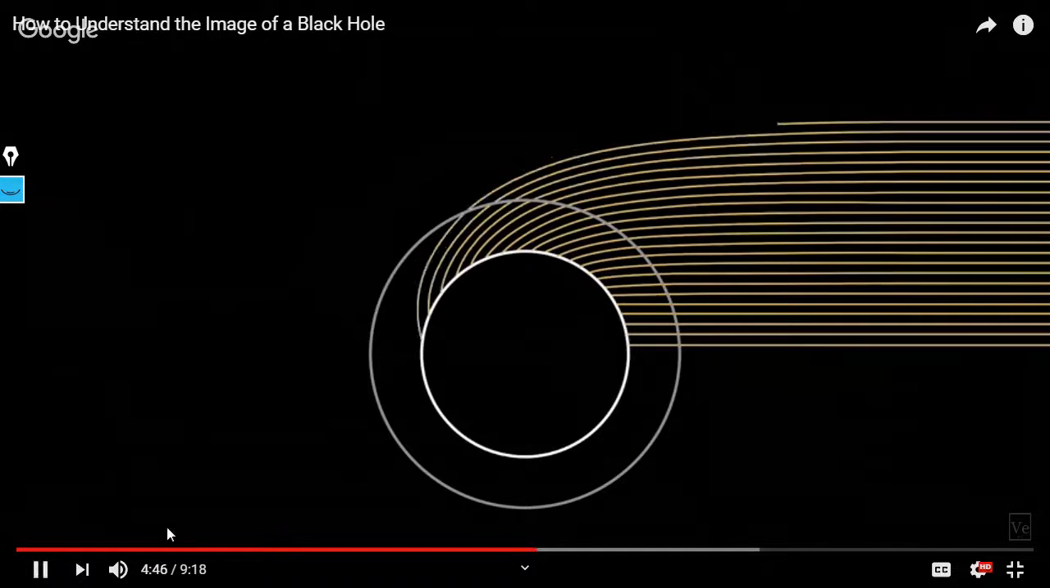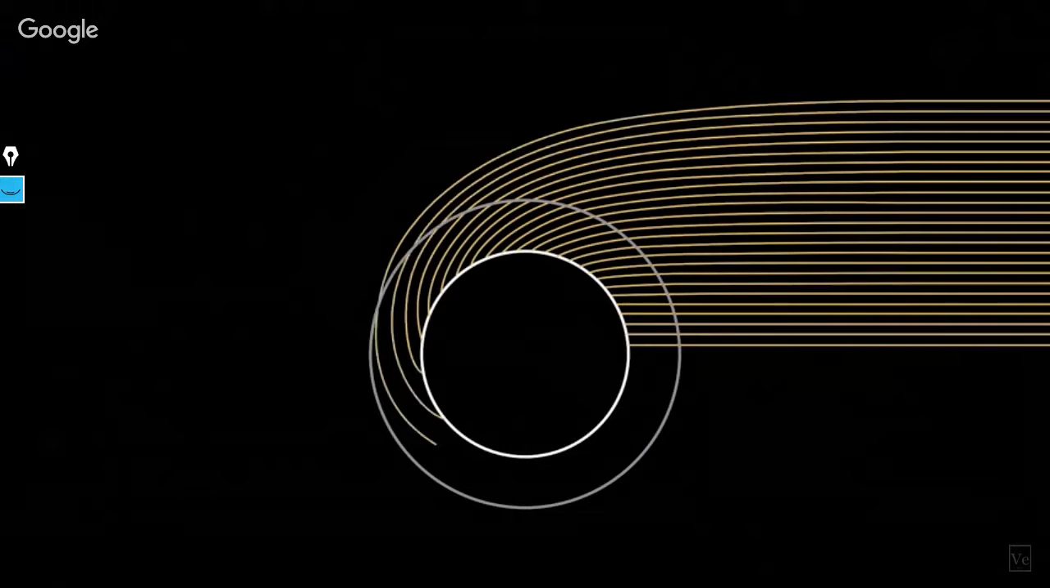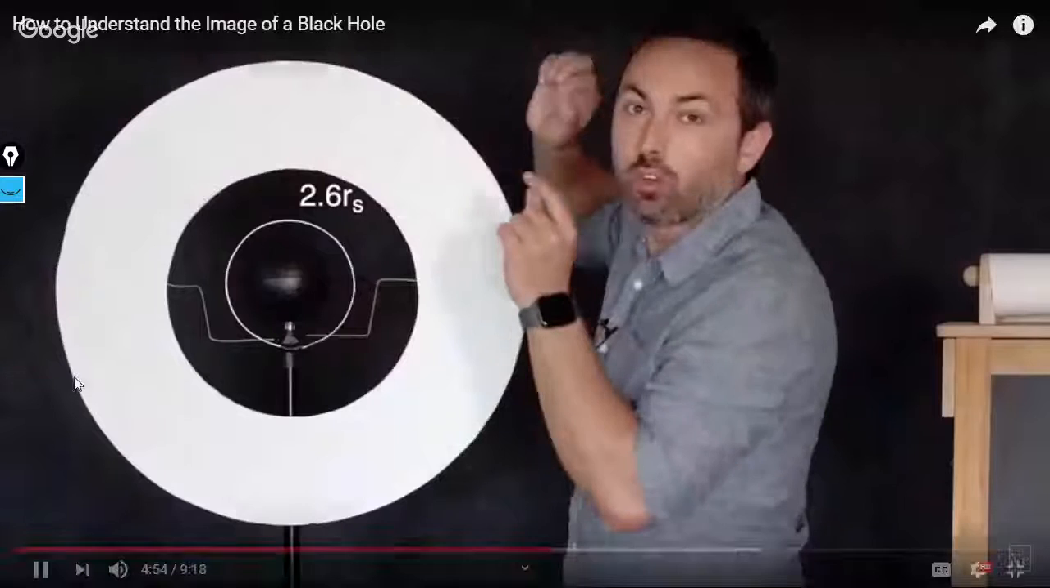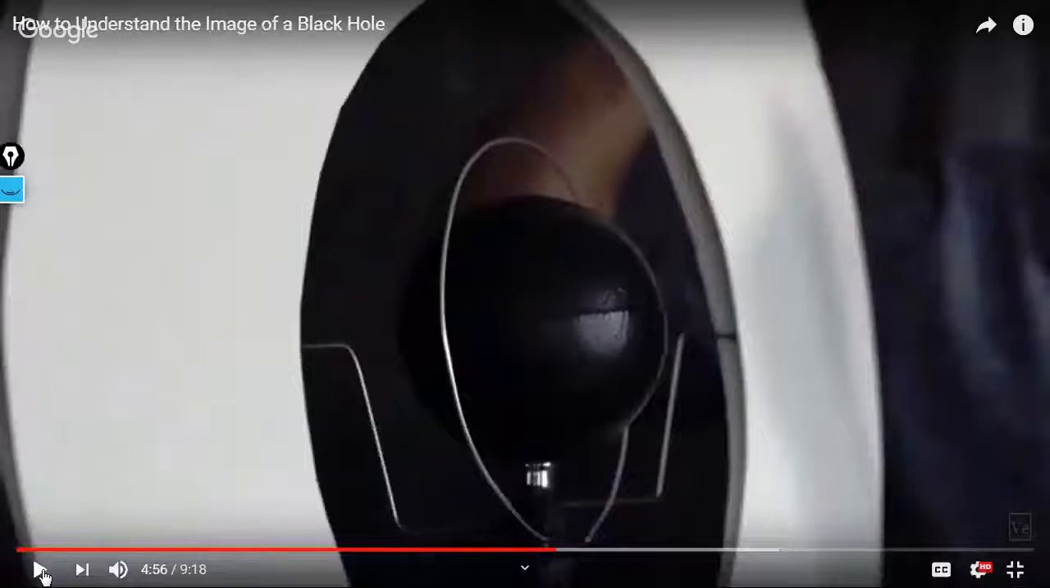So in order for you to get a parallel ray, which does not end up in the black hole, you actually have to go out 2.6 radii away. He's talking about the Schwarzschild radii, which is the radius of the event horizon.